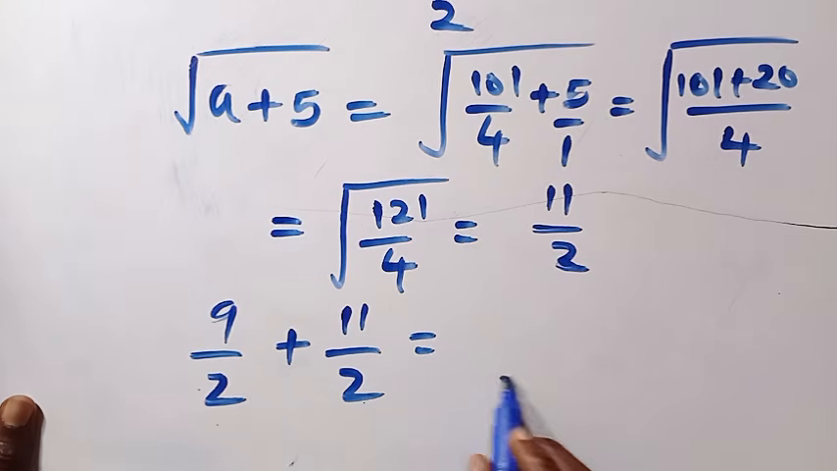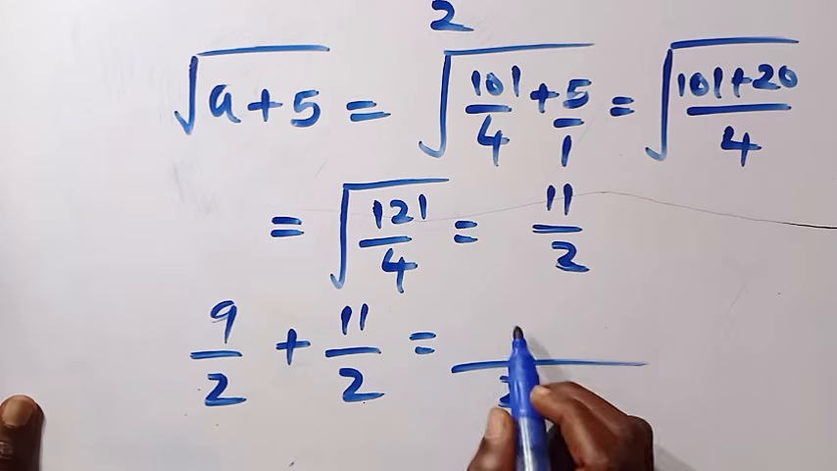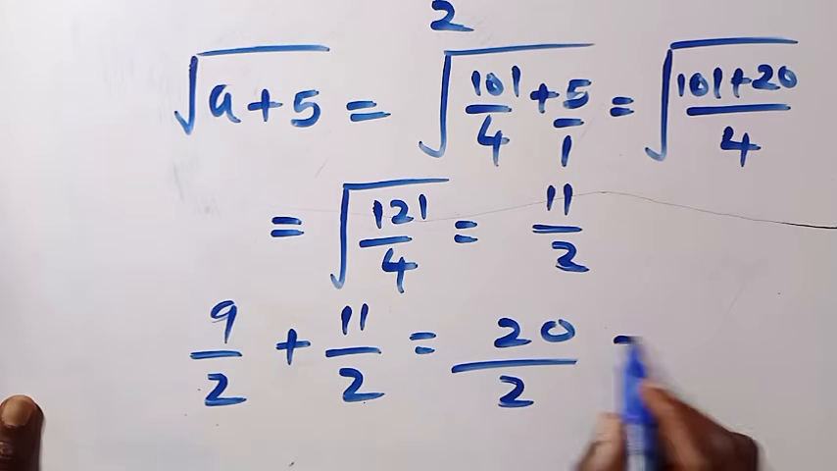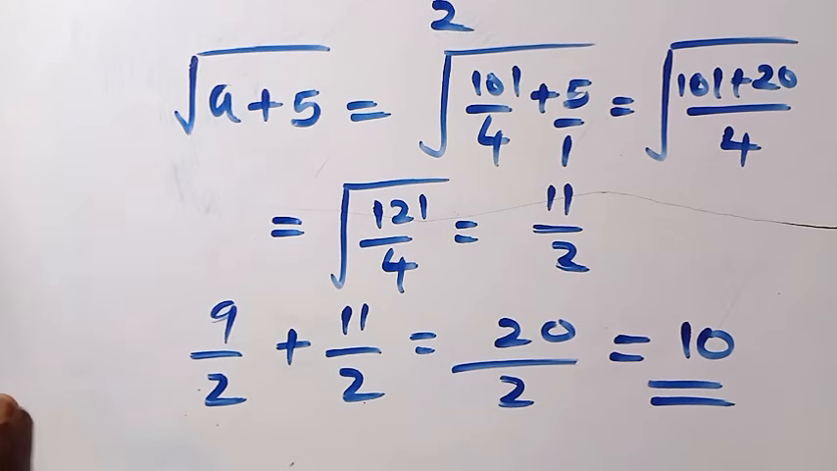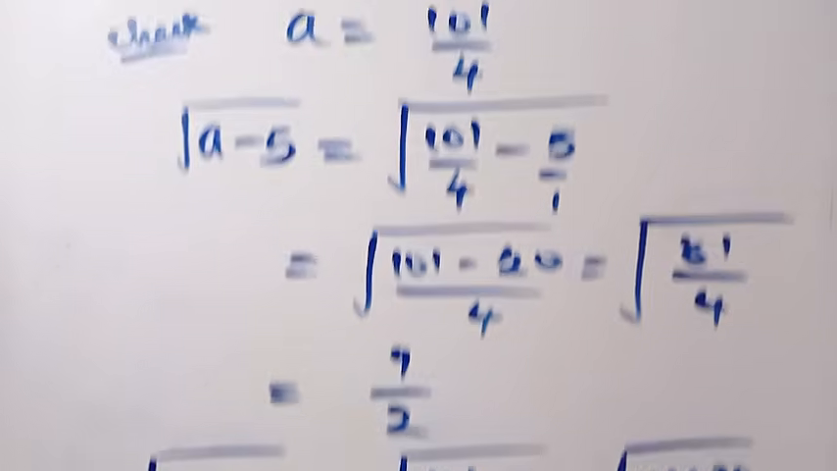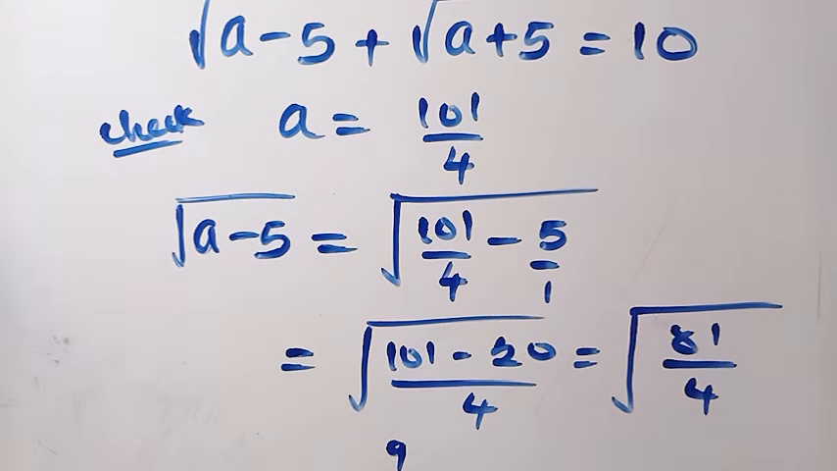So the LCM here is 2. And 9 plus 11 gives us 20. So 20 divided by 2 gives us 10. So fortunately, we get 10. Therefore, the value of a that satisfies this problem is given as 101 divided by 4.